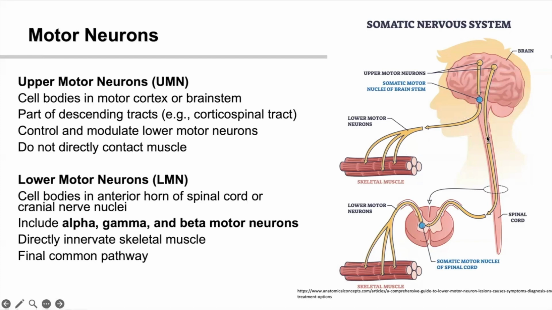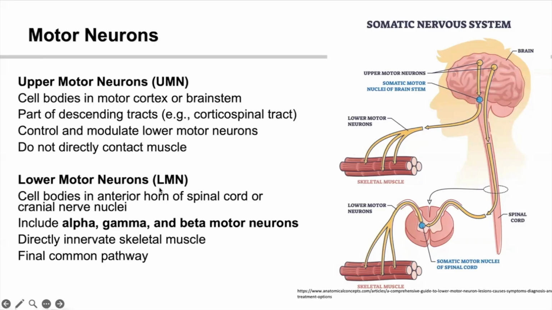The upper motor neurons send information to the lower motor neurons, which can be in the spinal cord, and then it can pass on through the lower motor neurons. The information that comes directly from the CNS is the upper motor neuron, and when it goes to the effector, which is a skeletal muscle, that is the lower motor neuron. In upper motor neurons, the cell bodies are in the motor cortex or brainstem, and they control the lower motor neurons directly.